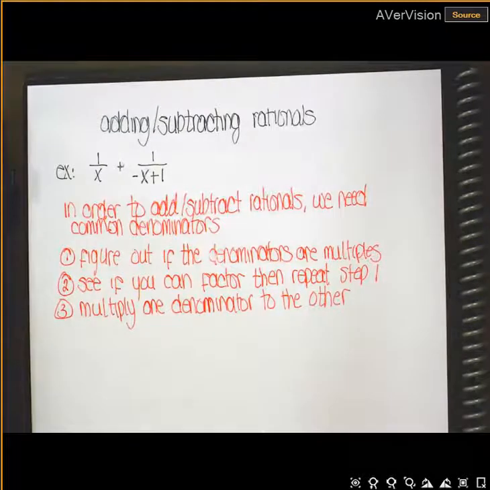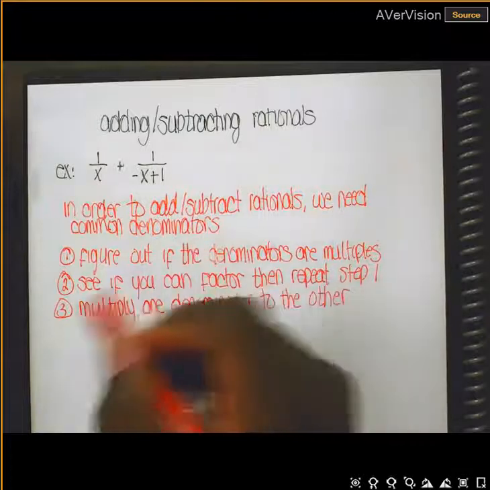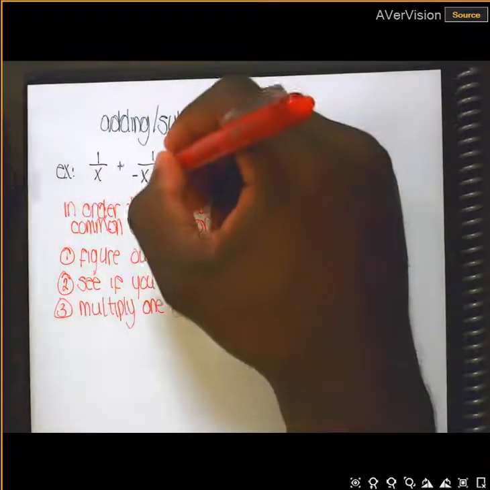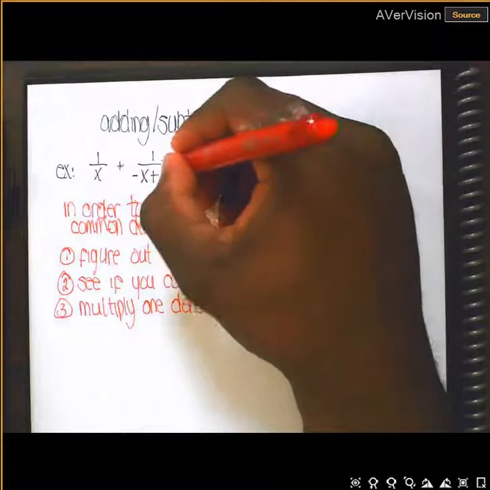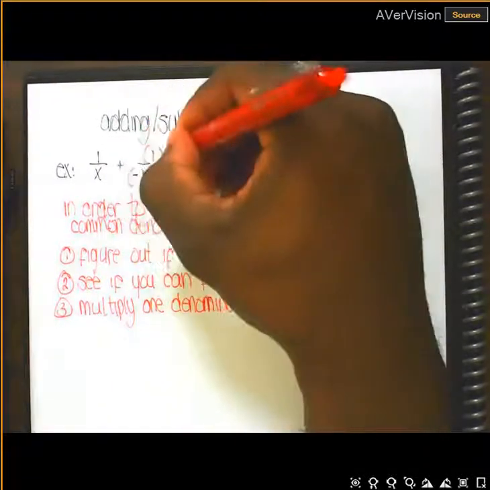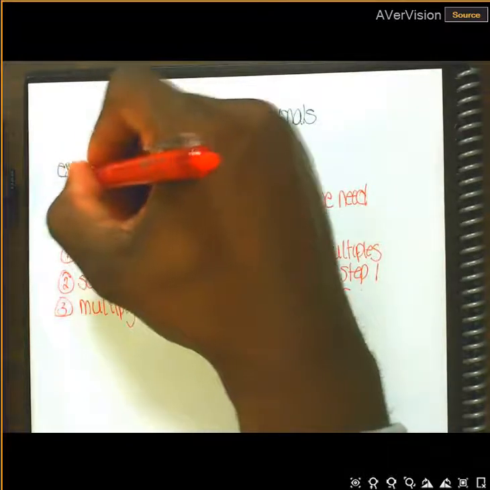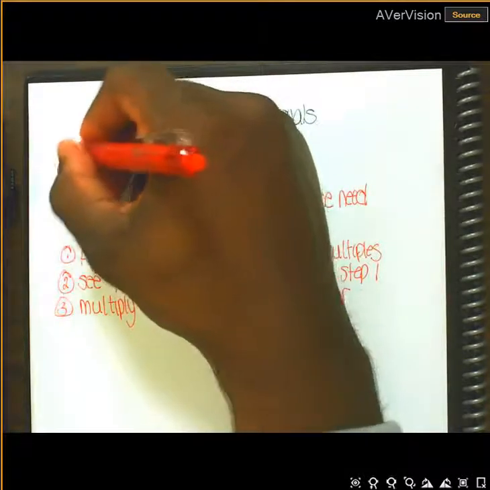If that doesn't work, then we multiply one denominator to the other. So we can't factor these. That means the only thing we can do is multiply one denominator to the other. So we multiply this side by x, top and bottom, and then this side by negative x plus 1, top and bottom.